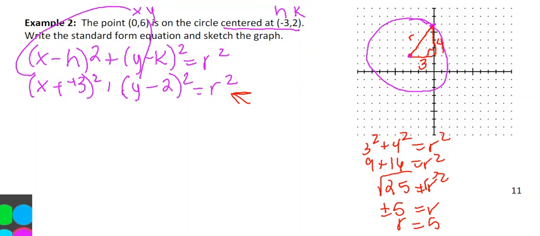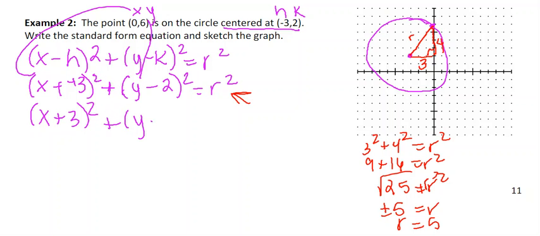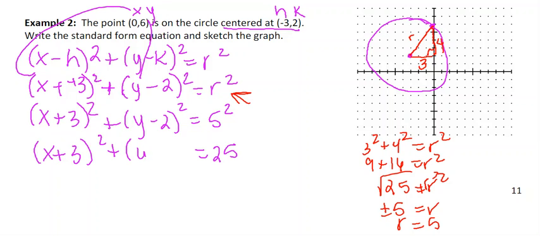The other option, like I said, is to plug in x and y and solve for r. So I get (x plus 3) squared, this plus didn't show up, plus (y minus 2) squared equals my radius squared. And then usually you want to write that as 25. That's kind of the perfect way to write it. That's how I do it, but you do have two options. Done.